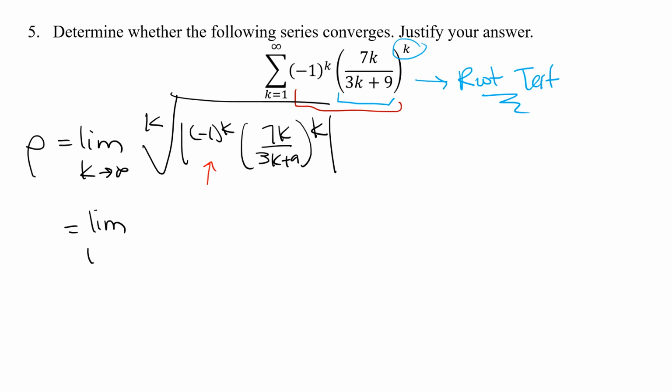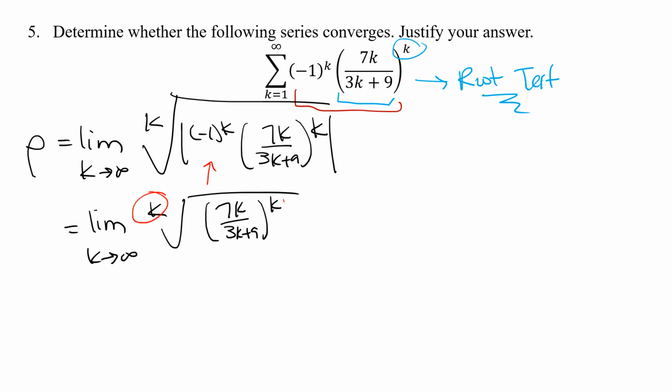We've got the limit as k goes to infinity, the kth root of our 7k over 3k plus 9 to the kth power. Anytime we take the kth root of the k exponent, what do they do? They cancel each other out. So we just have the limit as k goes to infinity of everything that we have inside here. So we just have our 7k over 3k plus 9.